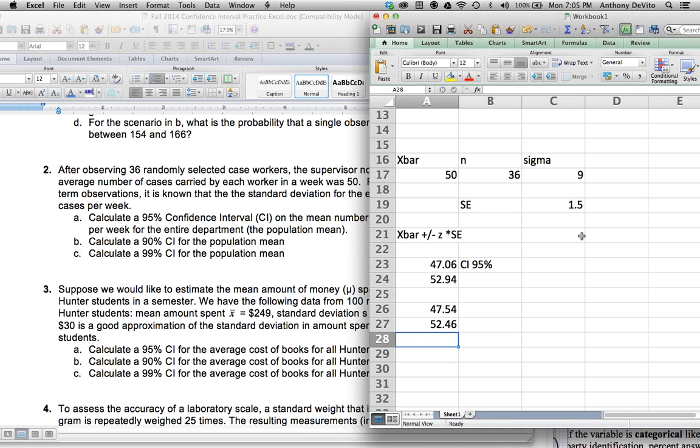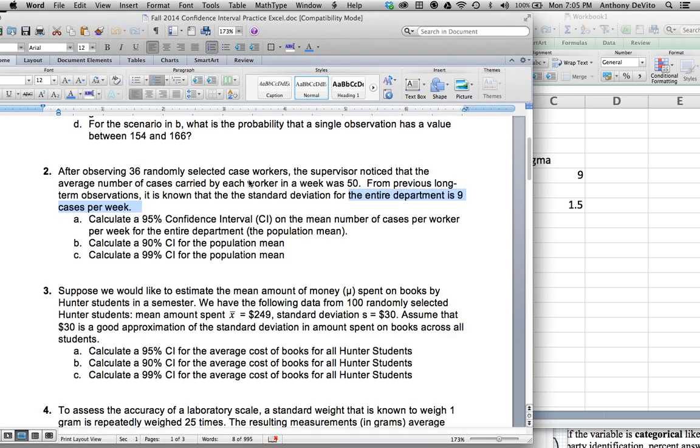Okay, how about the 99% confidence interval? Is it going to be wider or narrower? It's going to be wider, right? Okay, so let's calculate it. Equals the mean minus, what am I going to use now for Z? 2.58. Where did that 2.58 come from? Let's examine that right now.